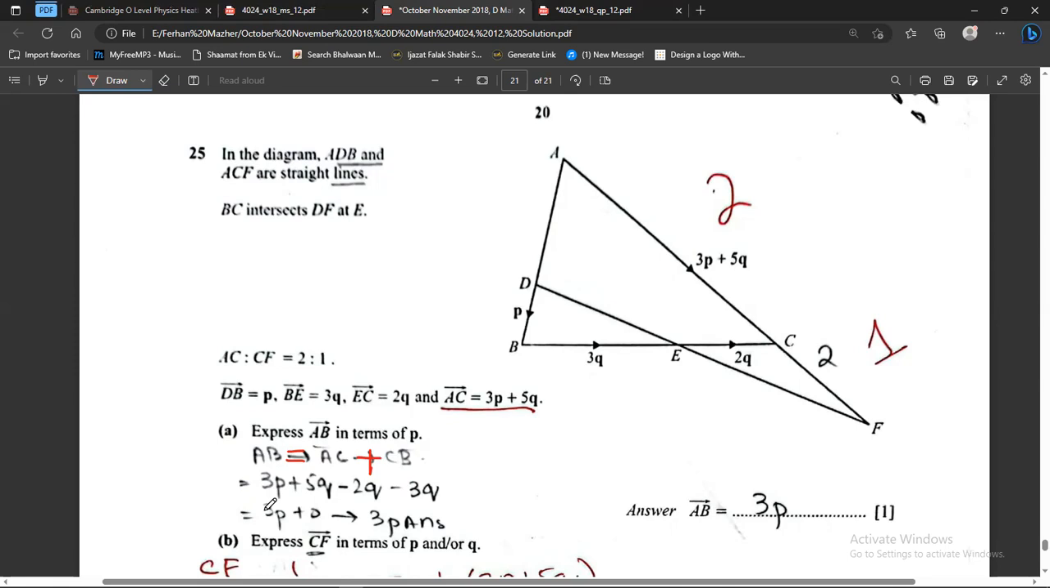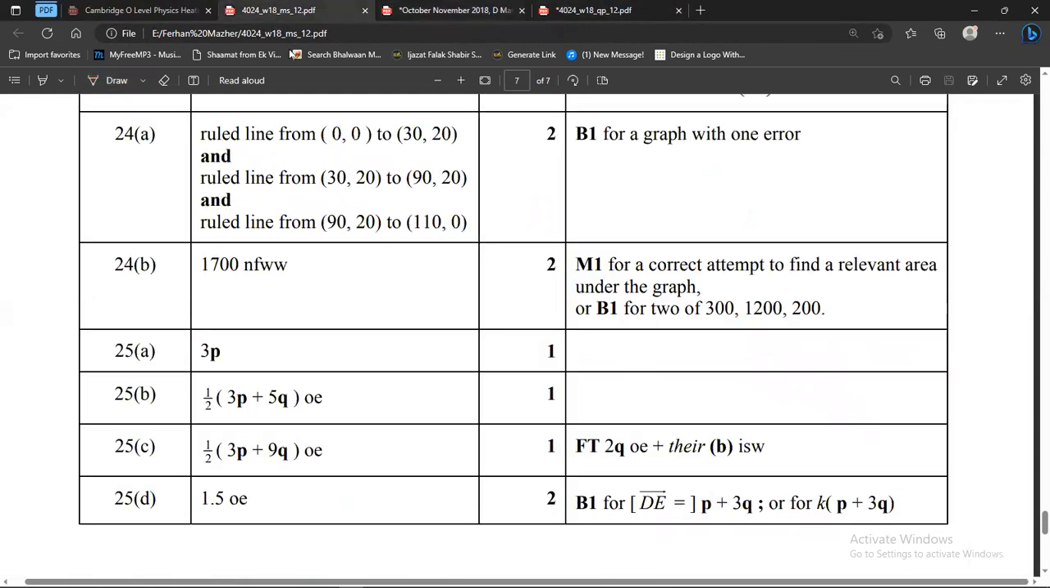So you will have 3P, and this whole thing will be cancelled. So the AB is basically 3P. So A to B is 3P. So this will be 2P. Okay, so this is P, so this whole thing is 3P. Yeah, our answer is right.